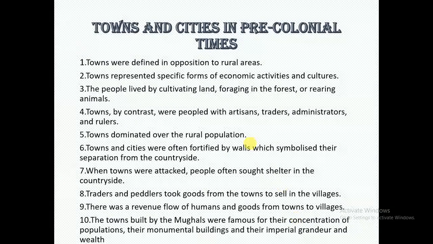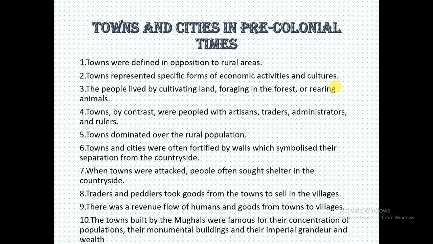The first one is towns and cities in the pre-colonial time. How were towns developed in the pre-colonial period, before the arrival of the British? Towns were defined in opposition to rural areas, and towns represented a specific form of economic activity and culture. Here the people lived by cultivating the land, foraging for food and rearing animals, especially on the village side. But if you take the people living in the towns, most of them are artisans, traders and administrators or rulers, right?